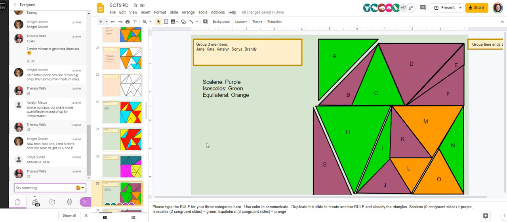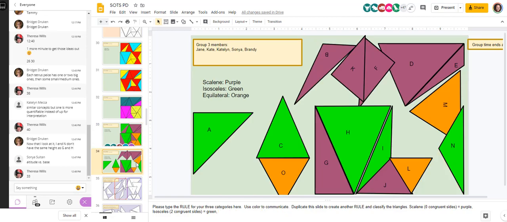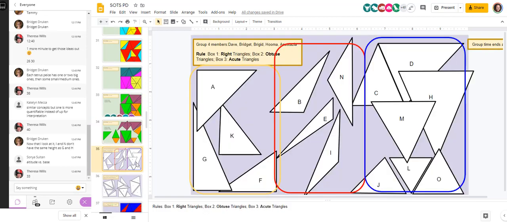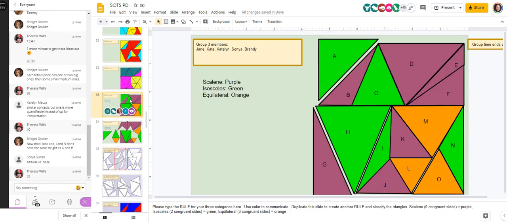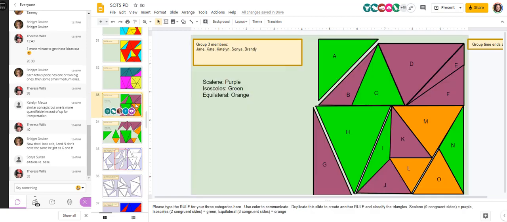So this one we were thinking about the ways that we classify triangles, I guess. So we're on 33, right? So the scalene, isosceles, and equilateral. So whether or not they have all equal sides, two equal sides, or no equal sides when measuring the length of the sides.